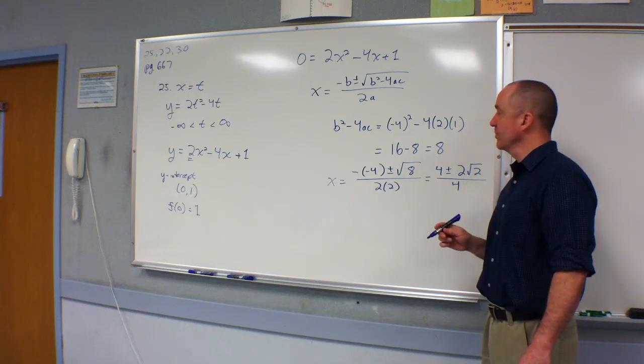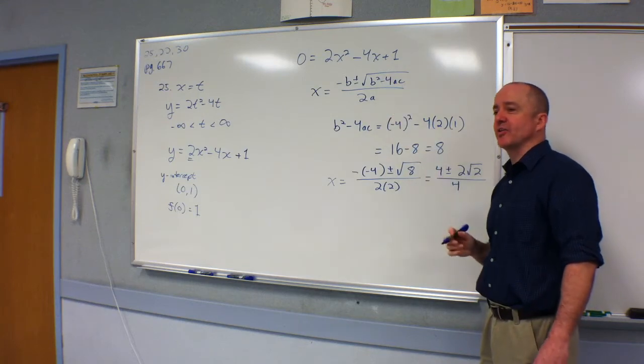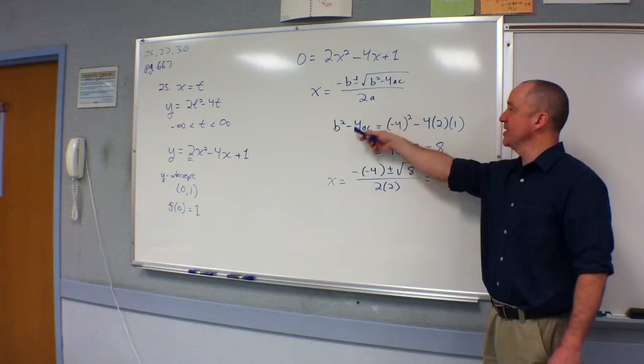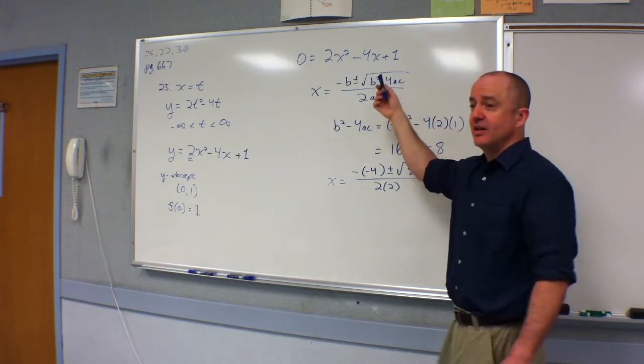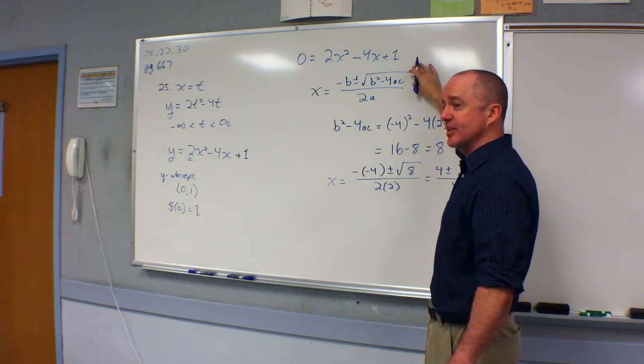Why is it b squared minus 4ac? It's the part that's under the radical. It's the first thing you check. It tells you right away if you need to go on. For example, what if I'd done b squared minus 4ac and the answer was negative? I'd have a negative under the square root, and I'd know this parabola had no x-intercepts.